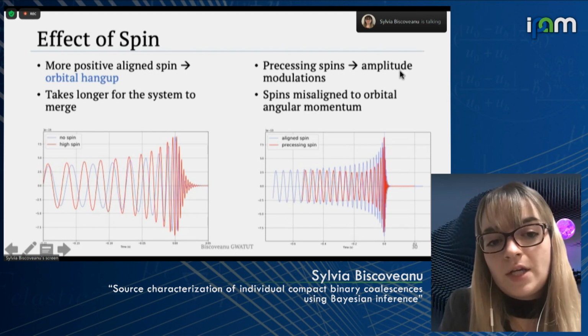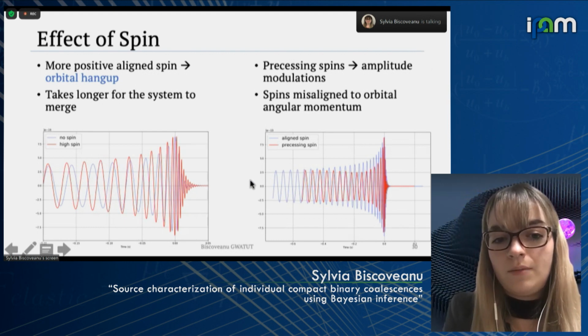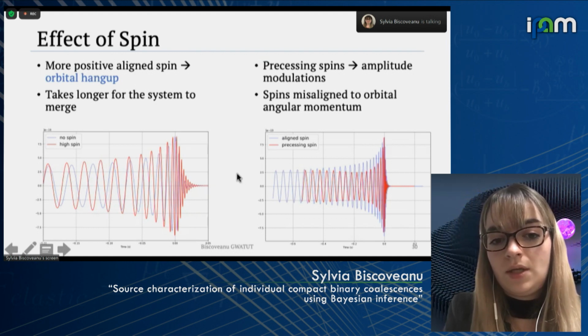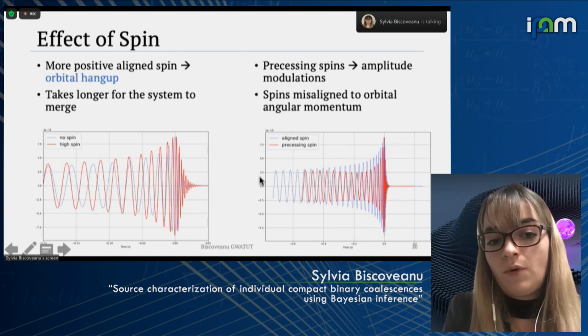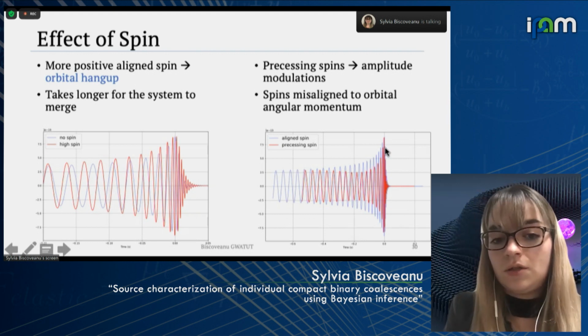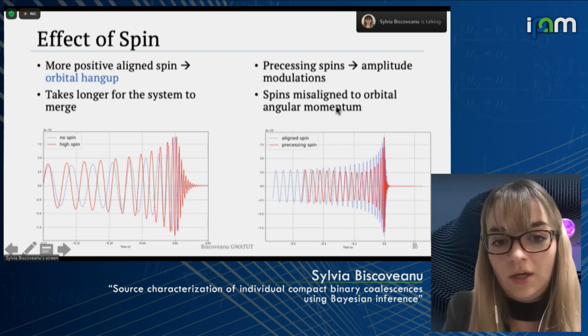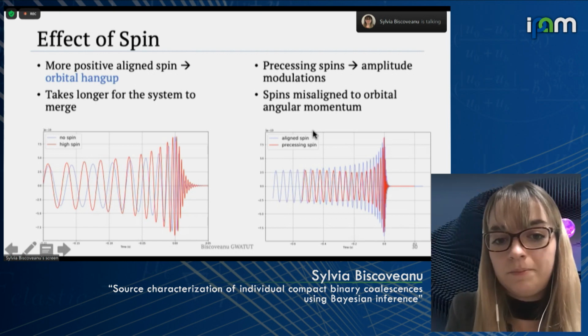And then when you have precession, this introduces amplitude modulations in the waveform. So in blue here, you can see an aligned spin waveform, and basically the amplitude is monotonically increasing up until the point of the merger. While if you have precessing spin, you can see that the amplitude actually decreases here. And so you get these lower frequency wobbles due to the precession in the waveform.